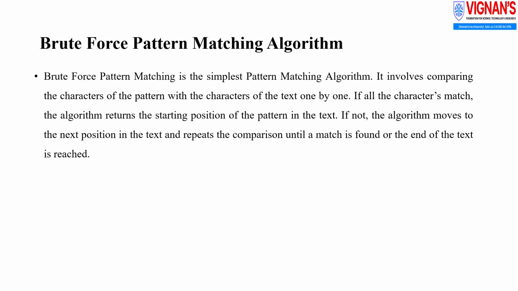It works by comparing the characters of the pattern with the characters of the text one by one. The algorithm starts from the first position of the text and checks whether the pattern matches the text at that position. If all the characters match, the algorithm returns the starting position of the pattern in the text. If a mismatch occurs, the algorithm shifts the pattern by one position to the right and repeats the comparison process. This continues until a match is found or the end of the text is reached. Because it checks every possible position, the brute force approach is easy to understand but can be slow for large inputs.